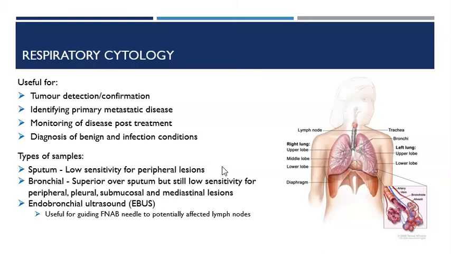There are more specific ways, and we can do endobronchial ultrasound, and then we can use that to guide a fine needle aspirate biopsy into tissues around the lungs. Sometimes if we know that there's tumour in the lungs and we want to look for the potentially affected lymph nodes, many of the lymph nodes are accessible by fine needle aspirate biopsy, either down the trachea or down the esophagus, and I'll show you that in a later slide.